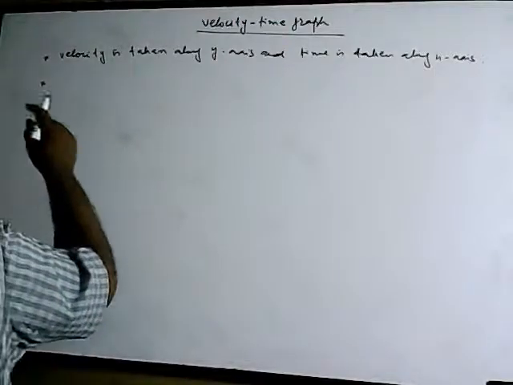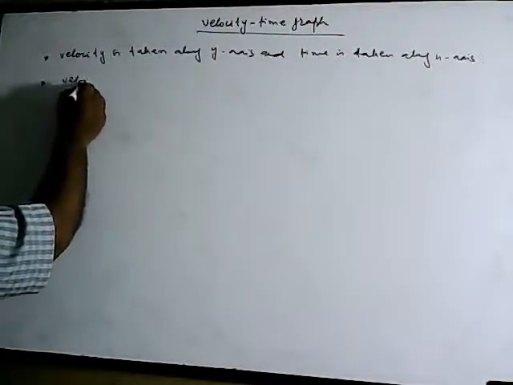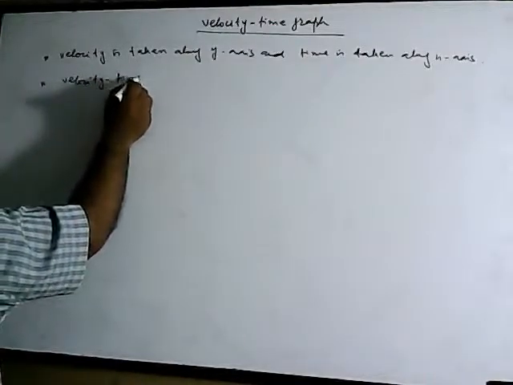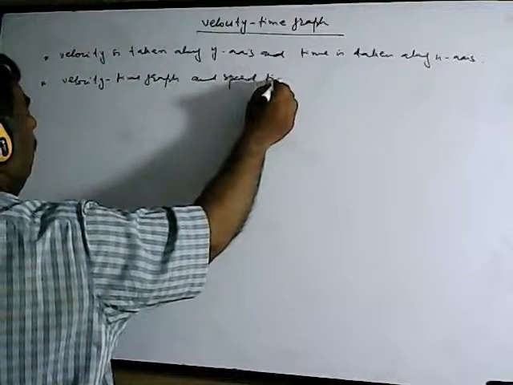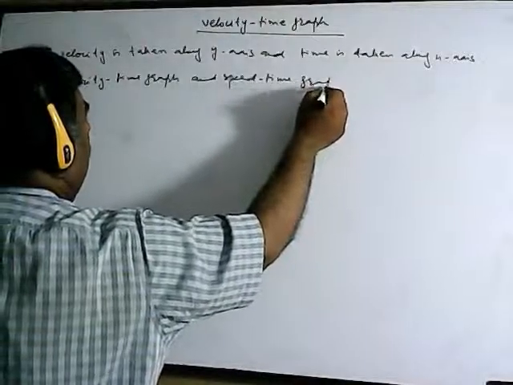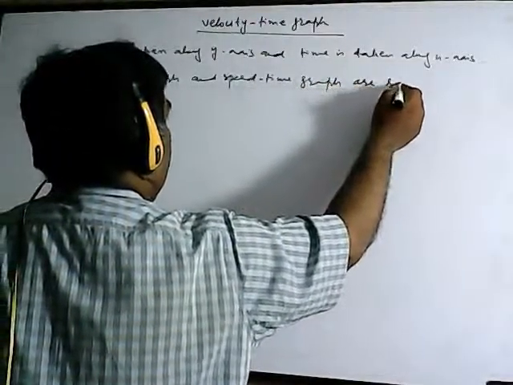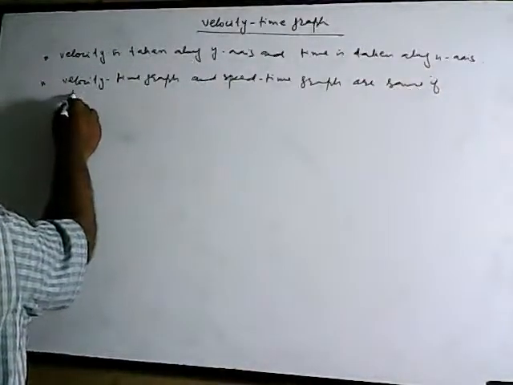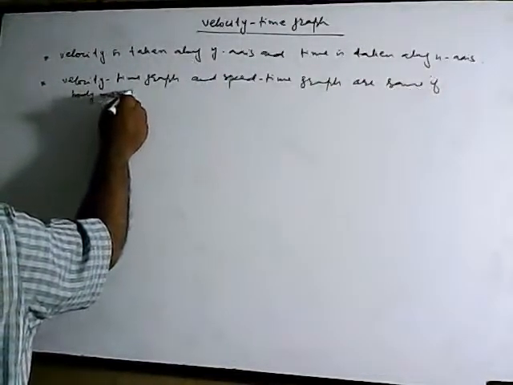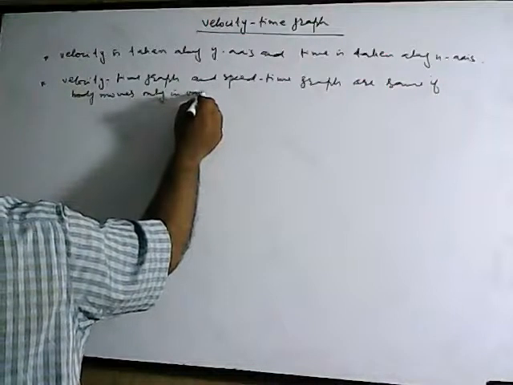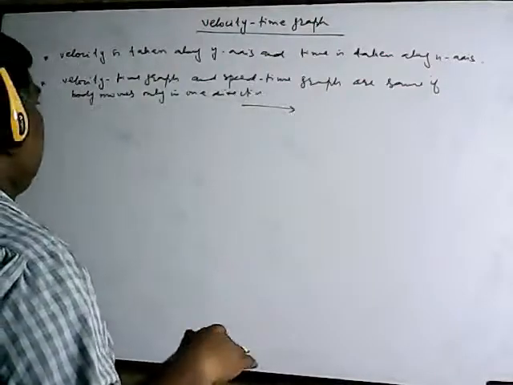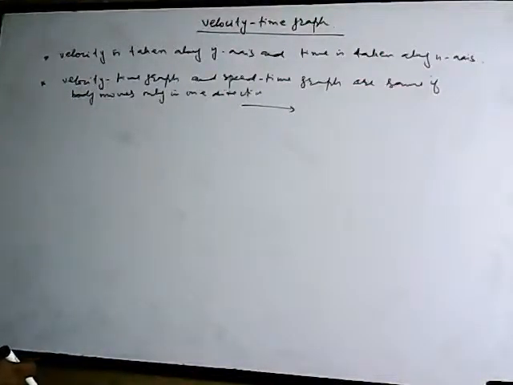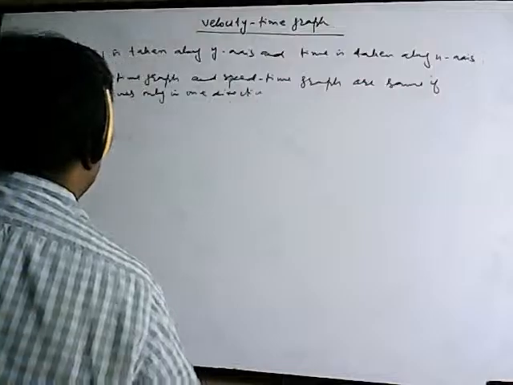Then I can say that the velocity time graph and the speed time graph are the same if the body moves only in one direction. For example, if the body is moving towards the right only in this direction, then it doesn't matter whether you call it a velocity time graph or speed time graph. But if the body changes its direction, then it's always the velocity time graph.